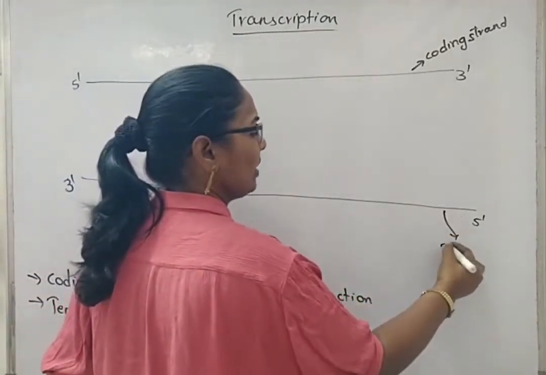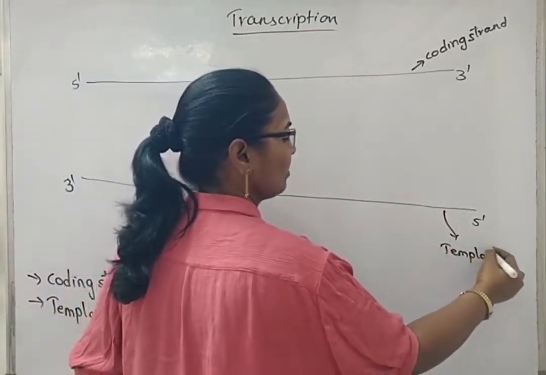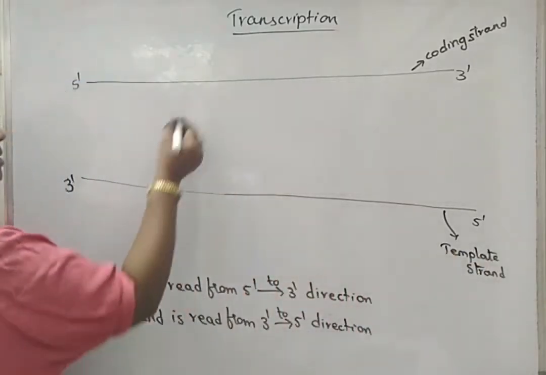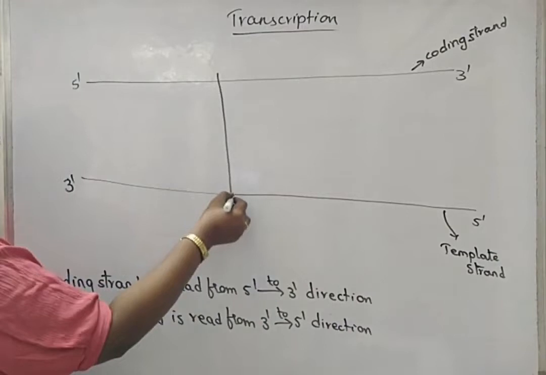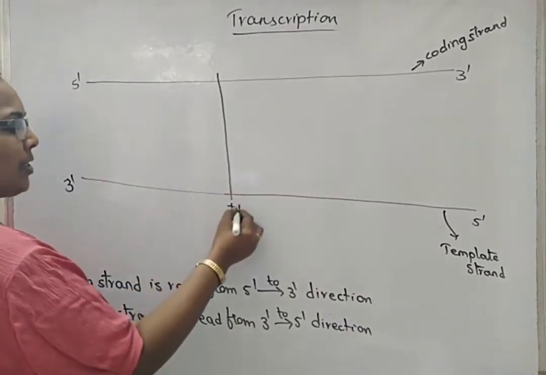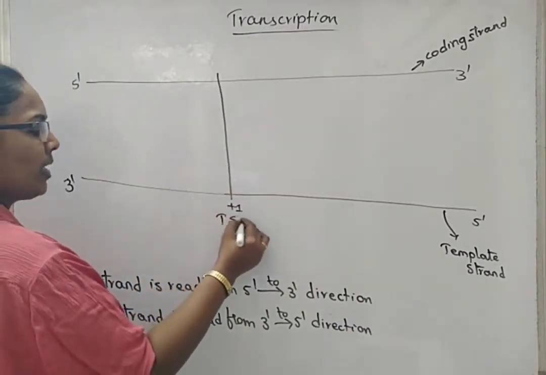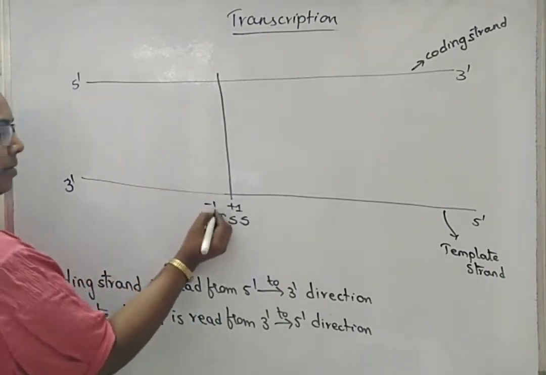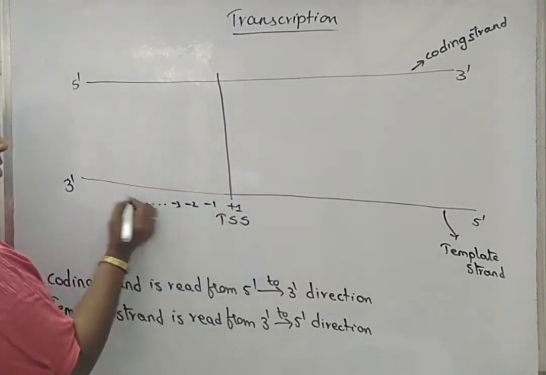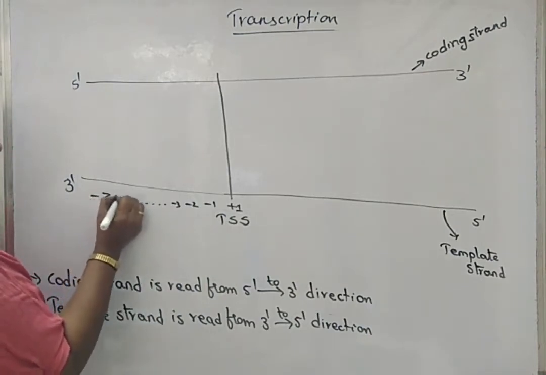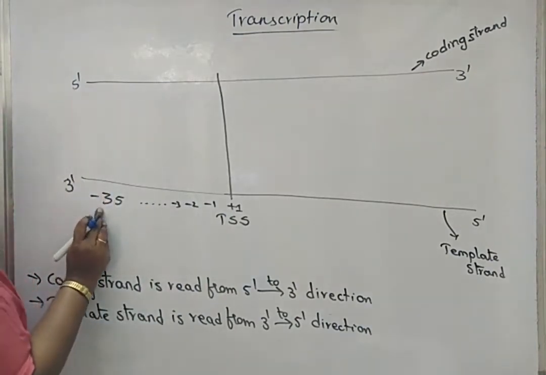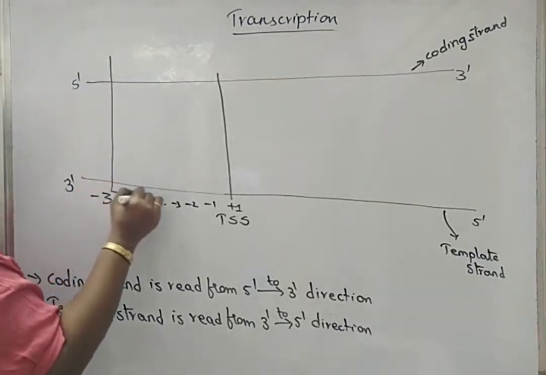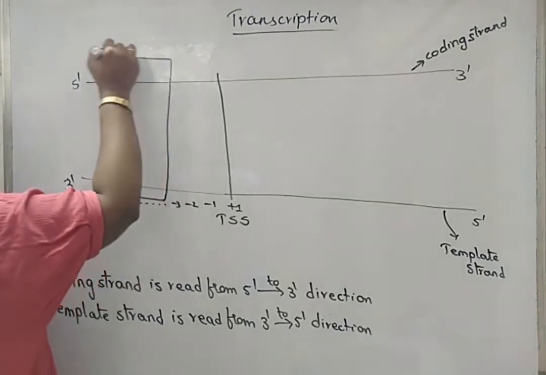This is the template strand. Think that this is the area where transcription starts, so this is called the transcription starting area. Some 1, 2, 3 and so on like this, at minus 35 nitrogen bases or nucleotides, is the area where the promoter sequence will be attached.